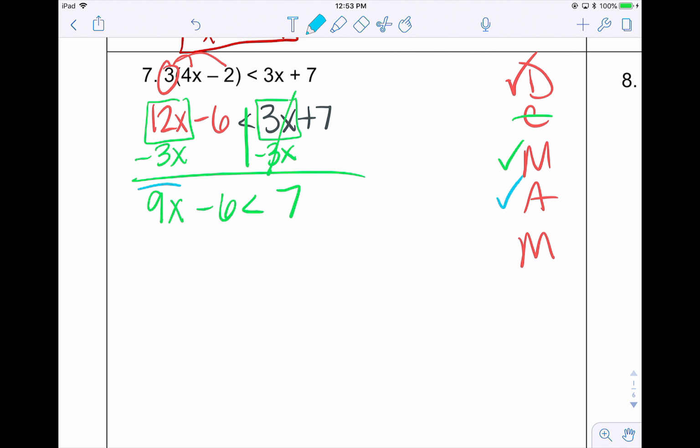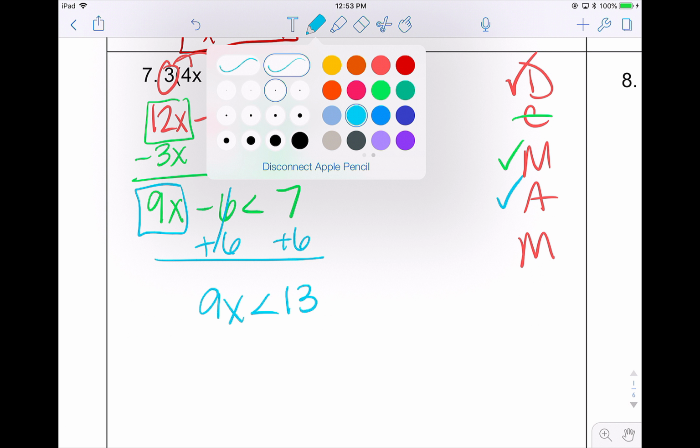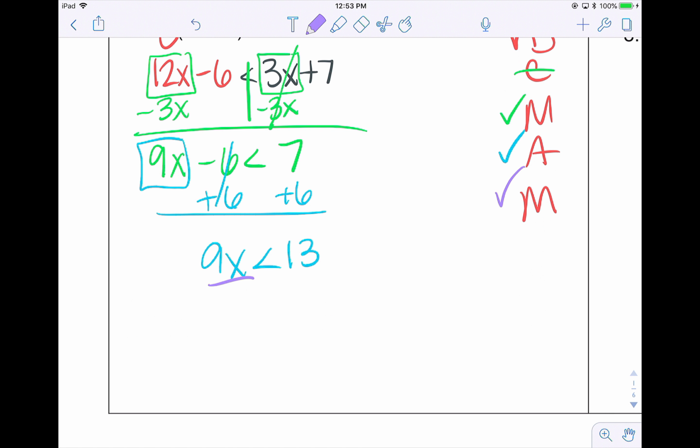I'm then going to add or subtract. Outside of my box, I have a negative 6. So I add 6 to both sides, and 9x is less than 13. I finish by multiplying or dividing. In this case, I divide by 9. And 13 divided by 9 does not work out nicely, so I can just leave it as 13 divided by 9.